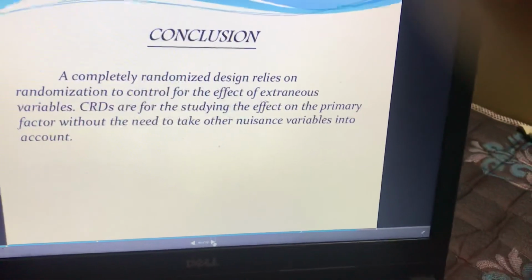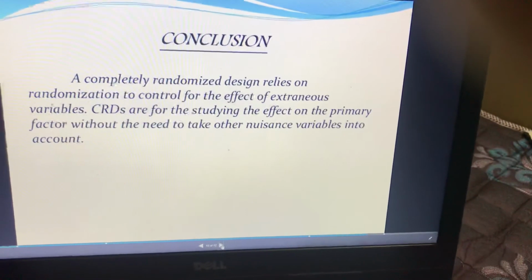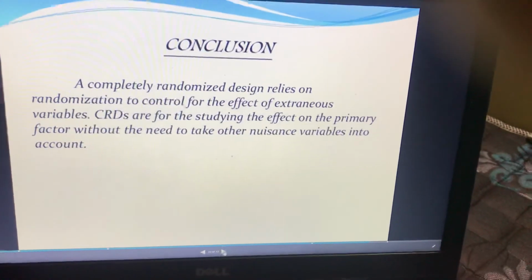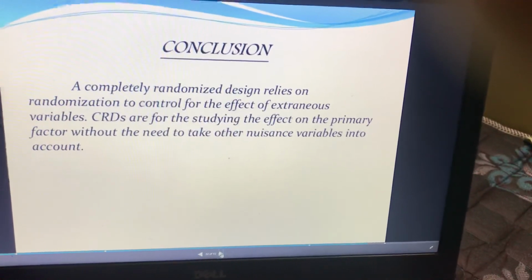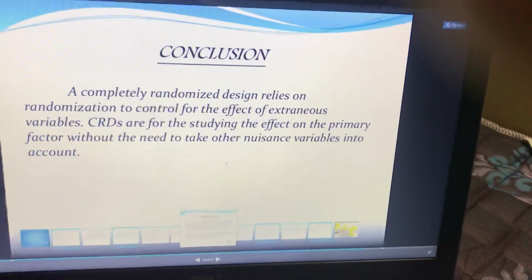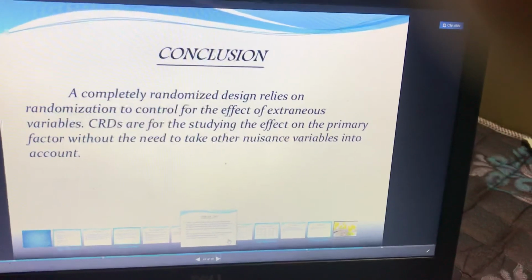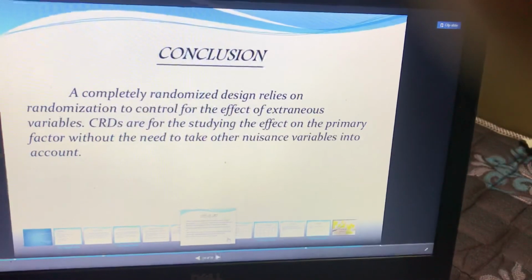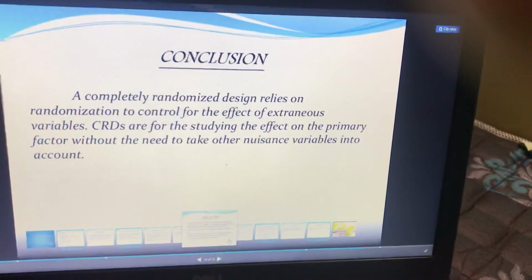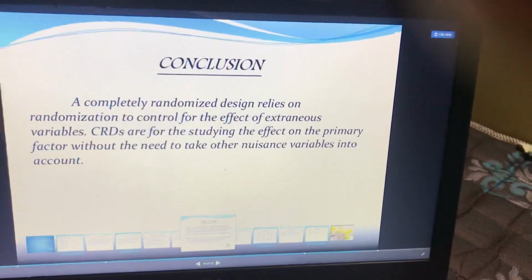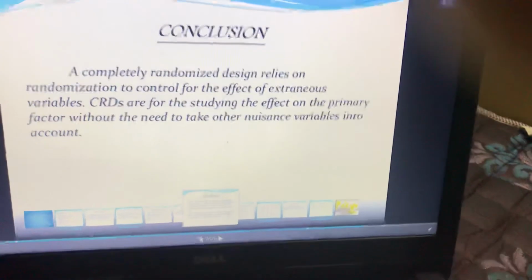So the conclusion, same as in one-way classification: a completely randomized design relies on randomization to control for the effect of extraneous variables. CRDs are for studying the effect of the primary factors without the need to take nuisance variables into account.